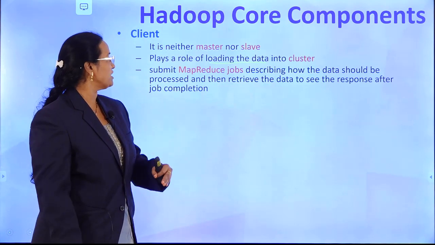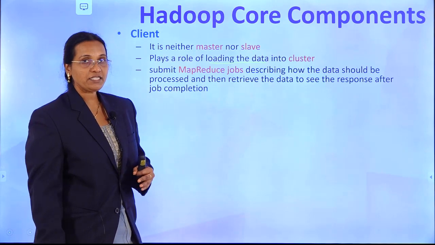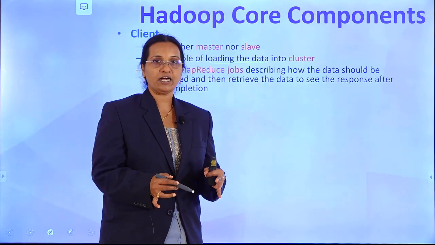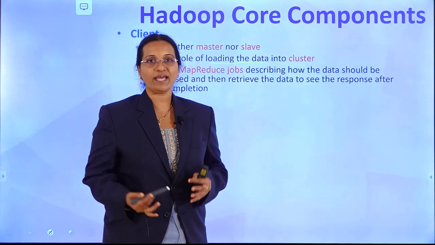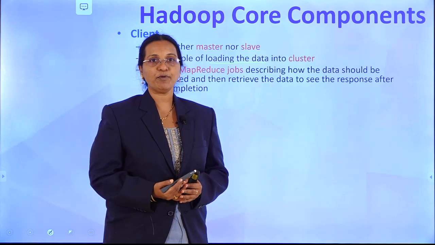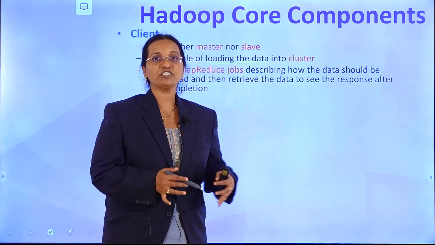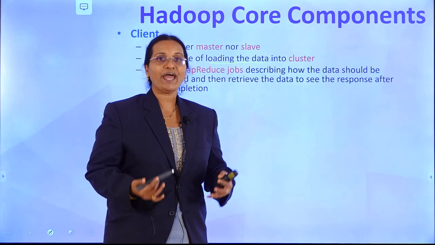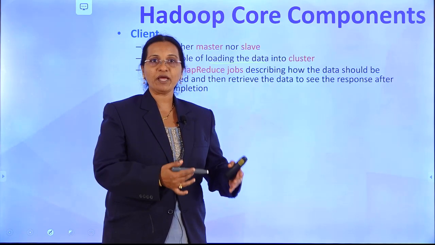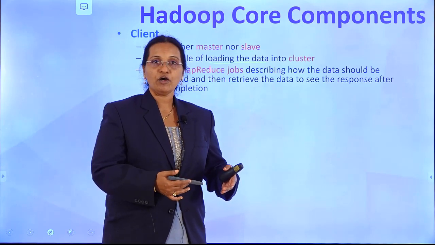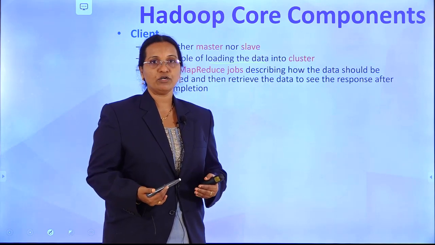It also submits MapReduce jobs and describes how the data should be processed. That means the client will submit 1 TB of data and say, this is the information I want to extract. For example, let us take the example of coronavirus cases. 100 patients' information has been submitted and I want to extract value-added information. Out of the 100 patients' information, I want to know how many of them tested positive. That is the extracted value I want.